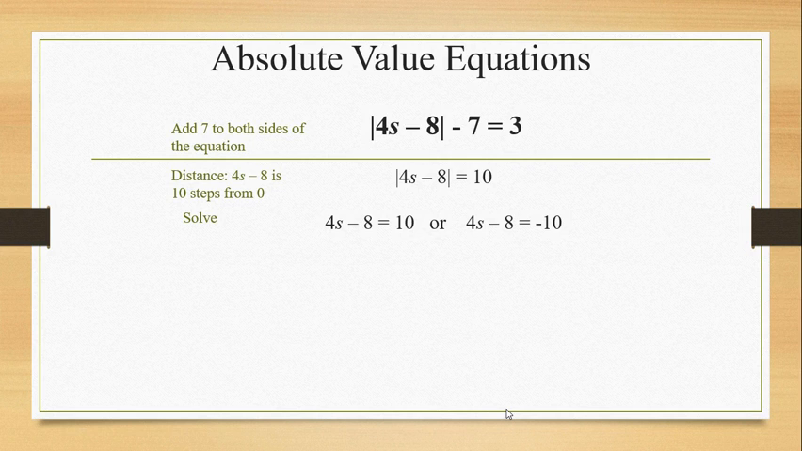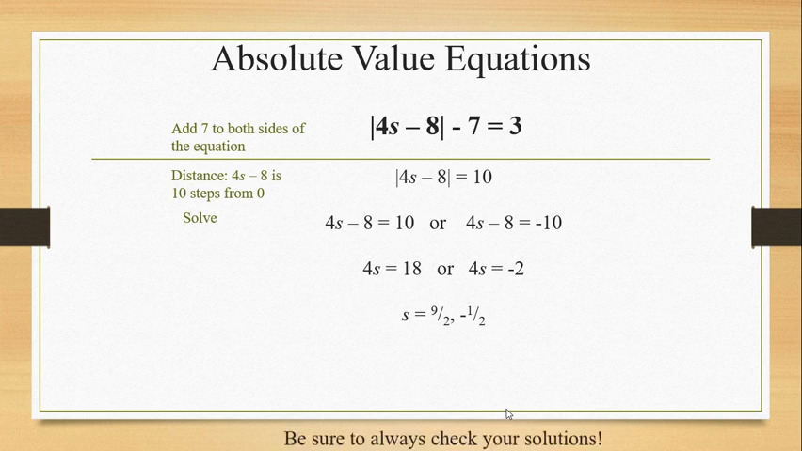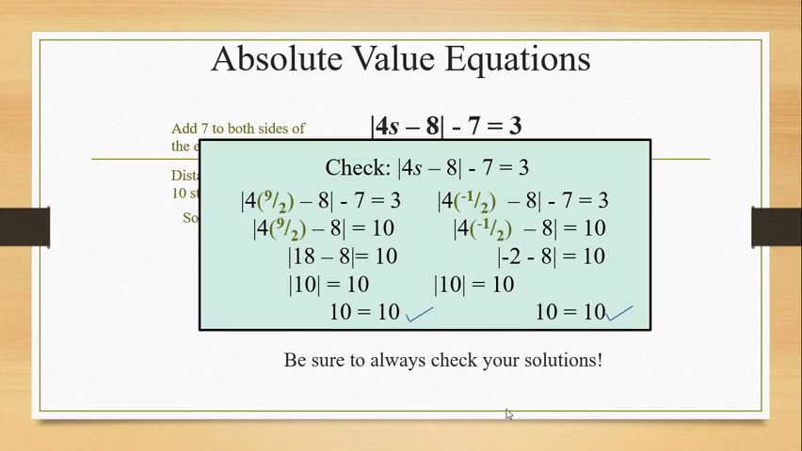Now we can solve. We're first going to add 8 to both sides. So 4s equals 18, or 4s equals negative 2, because the negative 8 would turn to positive 8. Now, what are we going to do? That's right, we are going to divide by 4. So 18 divided by 4 reduces to 9 over 2, and negative 2 divided by 4 reduces to negative 1/2. We'll check our solutions by putting them back in.